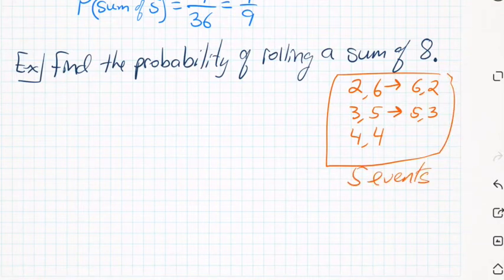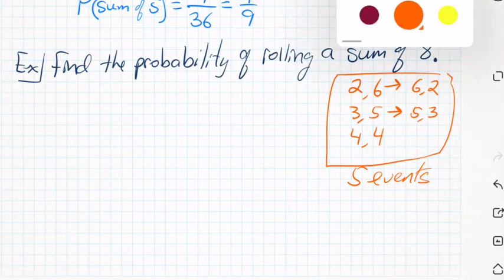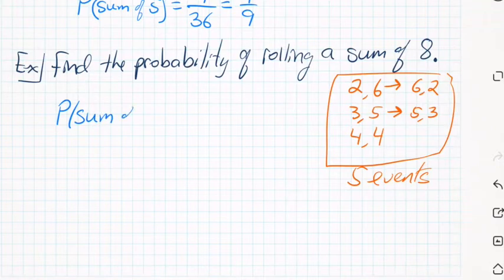And therefore, when we do the probability of the sum of 8, we're going to have 5 events out of 36. And that one does not reduce, so there's my probability.